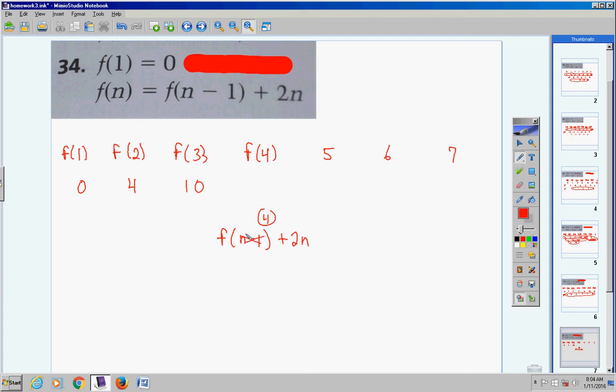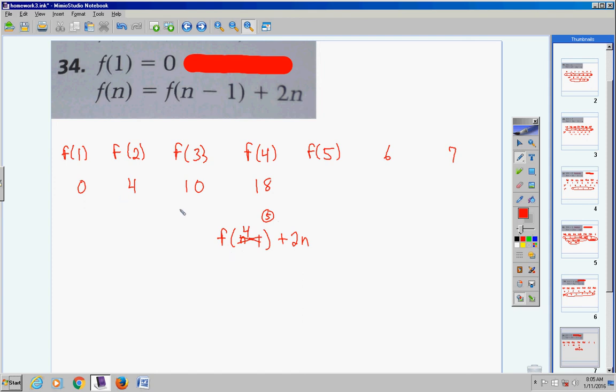4 minus 1 is 3. F of 3 is 10. Put a 4 right here. 2 times 4 is 8. 10 positive 8 is going to give me 18. All right. Moving on now to f of 5. We're going to put a 5 in for n. 5 minus 1 is 4.